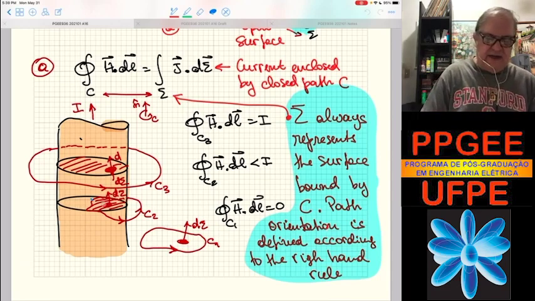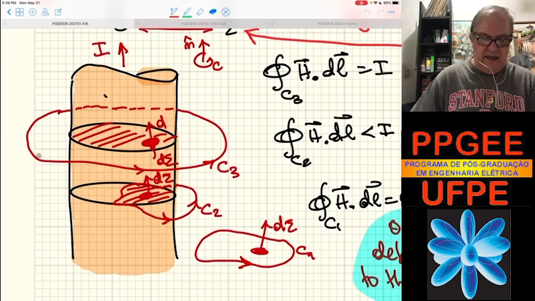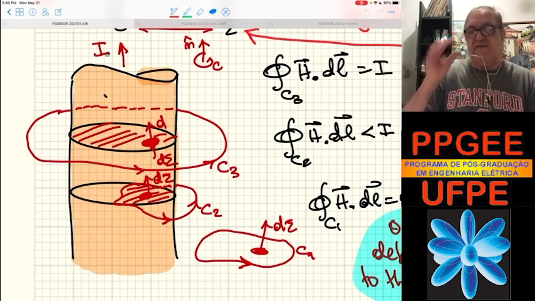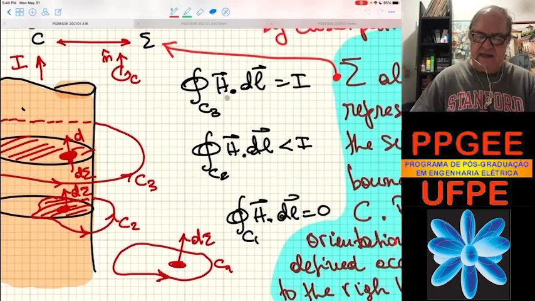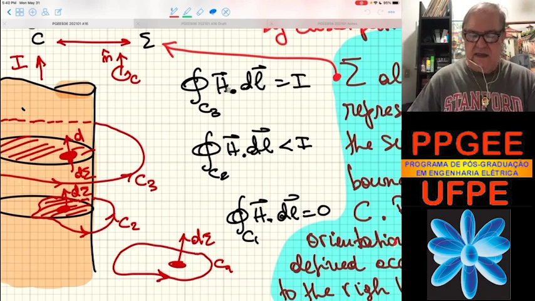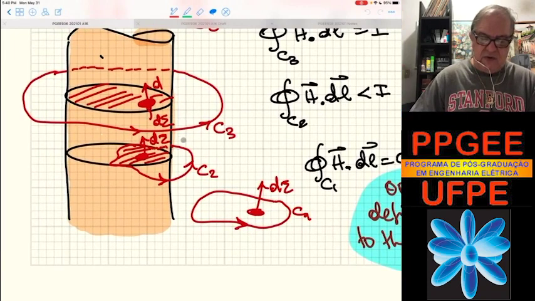So here are some situations we derived and showed in the last class. We quickly review here. If you have a conductor in which a current I flows, and a path that includes the entire cross-section, then the whole current is going to be enclosed, and Ampere's law yields the circulation of H equals I.